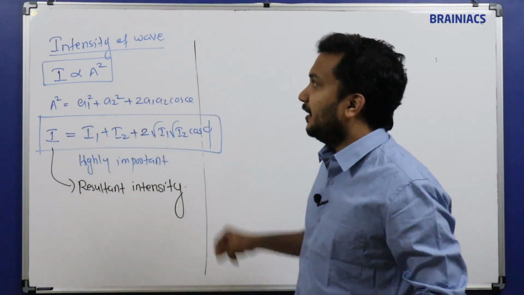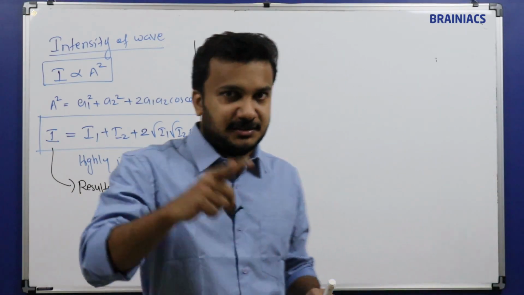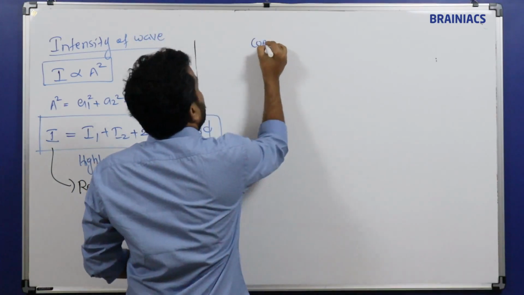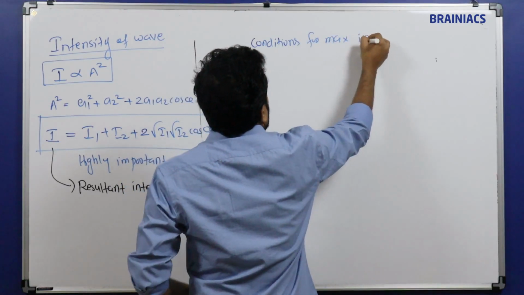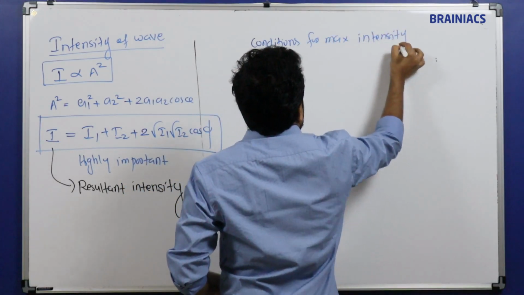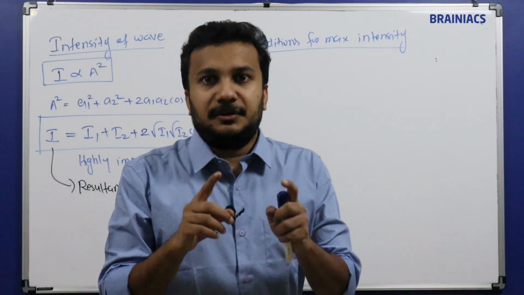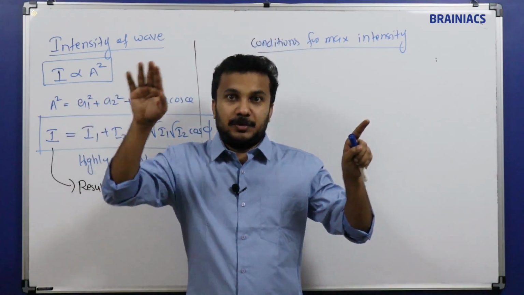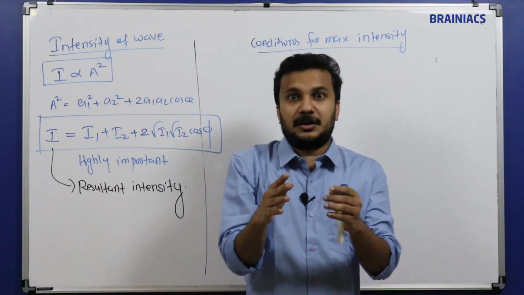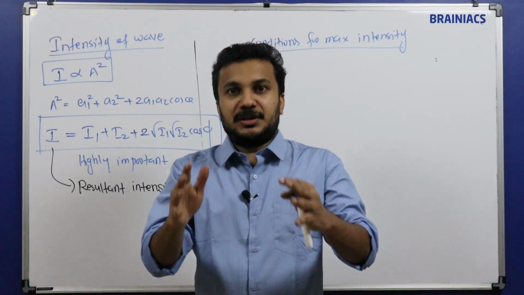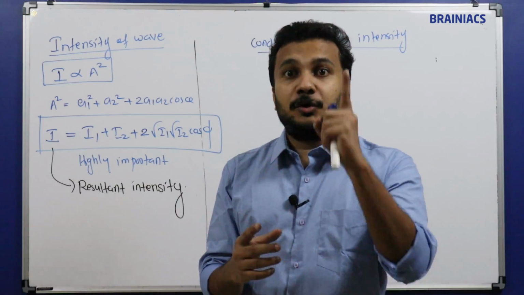So now we have intensity, and we are going to see two things, maximum intensity and minimum intensity. Let's start with conditions for maximum intensity. Before going to this, we have two waves traveling and one wave added up with another wave. That is called superposition, another term for interference. When those two waves are superimposed we get one wave equation.